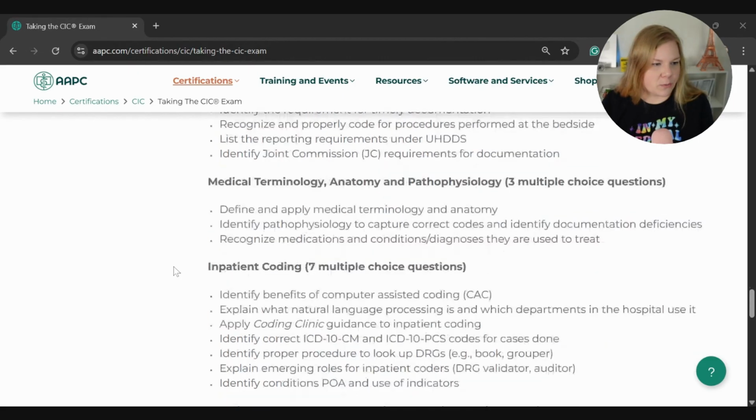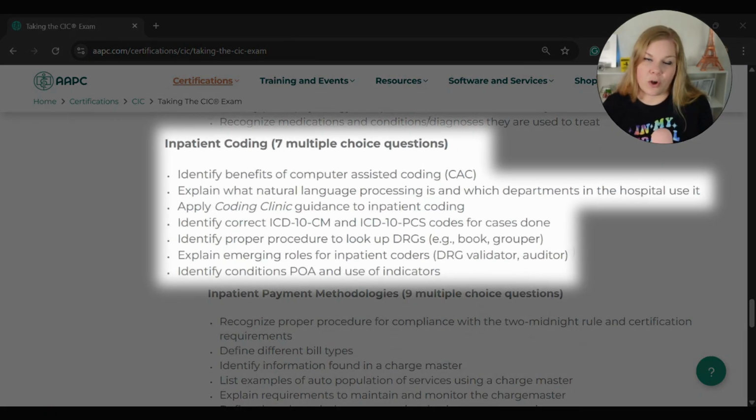So 3 med term questions, and then there's going to be 7 questions on inpatient coding. So identifying things like computer-assisted coding and the benefits of it, correct ICD-10-CM and PCS procedural coding system, how to look up things for DRGs, the roles for inpatient coders, present on admission and use of indicators.